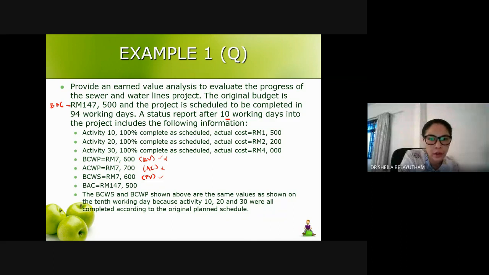On another dimension of cost, between the earned value and actual cost: the work that you have performed is the value that is budgeted, 7,006, but on the other side, for the work that you performed, you have spent 100 ringgit higher. 100 ringgit more than you should. So you are slightly over the budget.